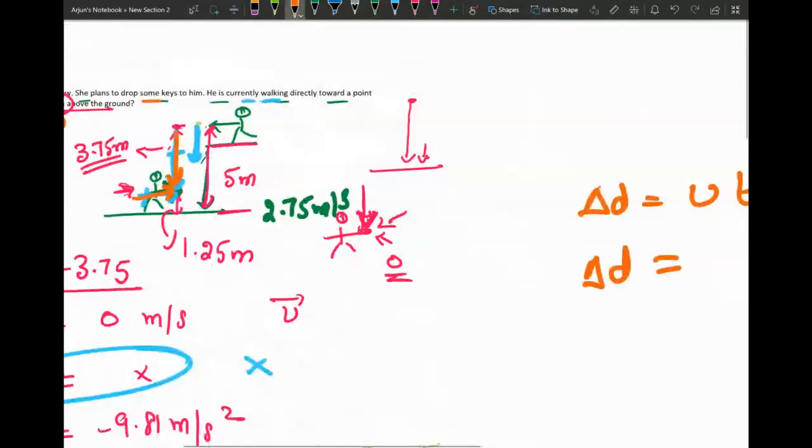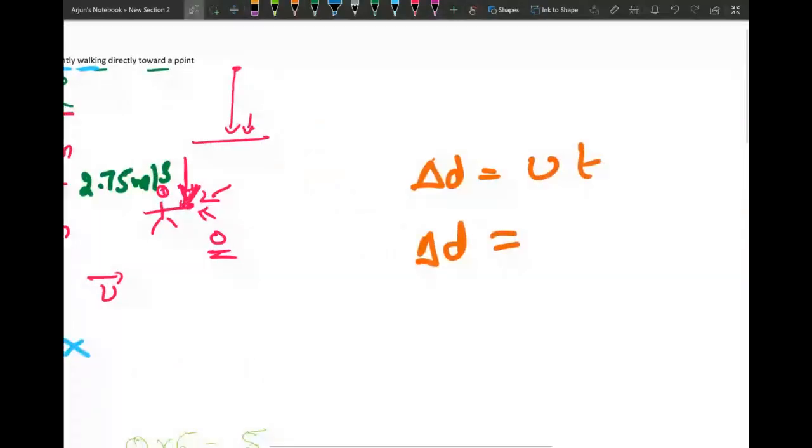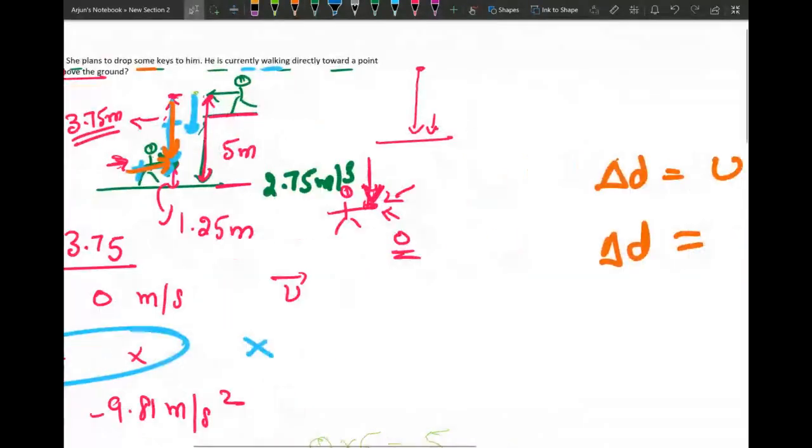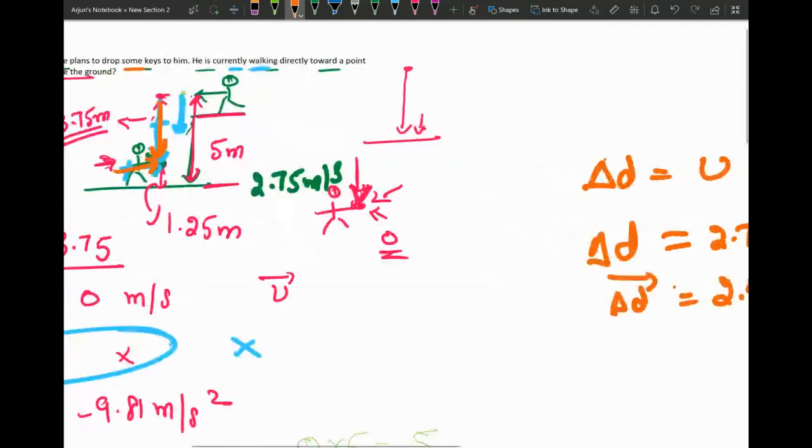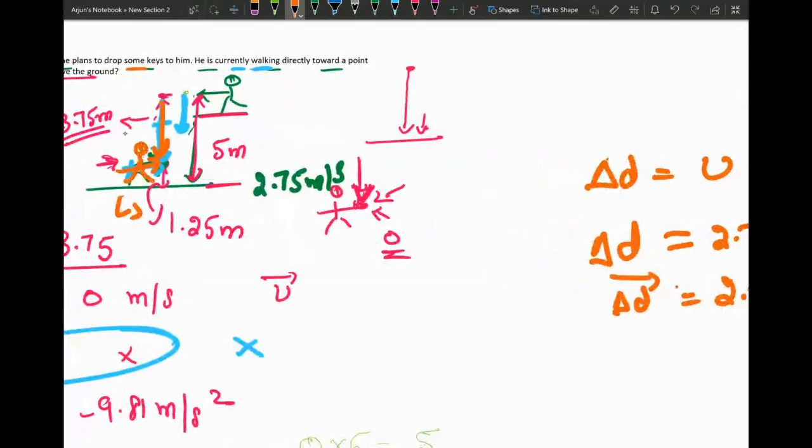So delta d, we wanted to find out how much distance he is traveling. Delta d will be equal to 2.75 multiplied by 0.87, which is equal to 2.39 or 2.4 meters. So the distance traveled by the person in the forward direction will be 2.4 meters. So this person will travel in the forward direction 2.4 meters.